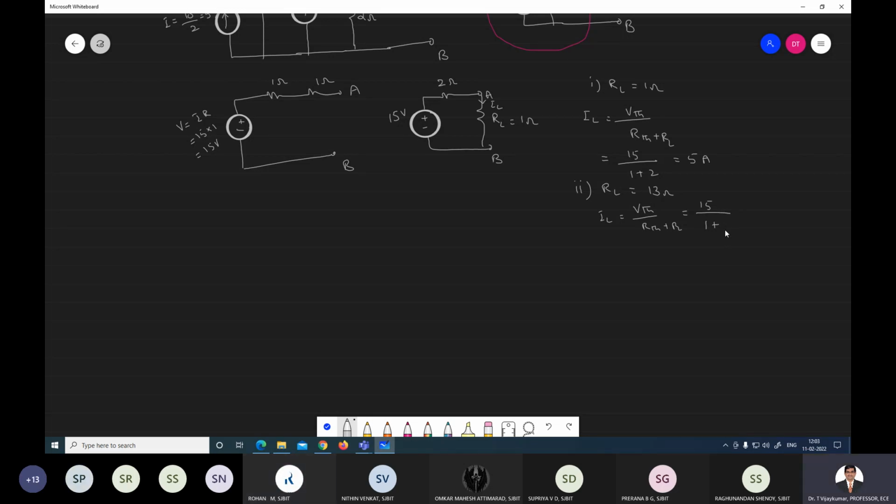Sir, RL is 1 ohm and RTH is given 2 ohm? RL is given 13, therefore 15 divided by 15, that is 1 amp. Okay. Now we have calculated according to the procedure. You calculate and tell me the answer. You'll get the same only. Try it out. Whether RTH is 2 or 1, sir?